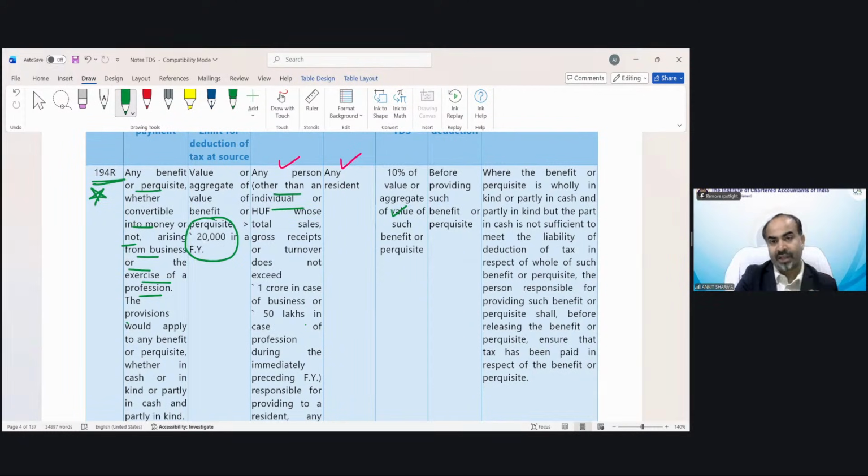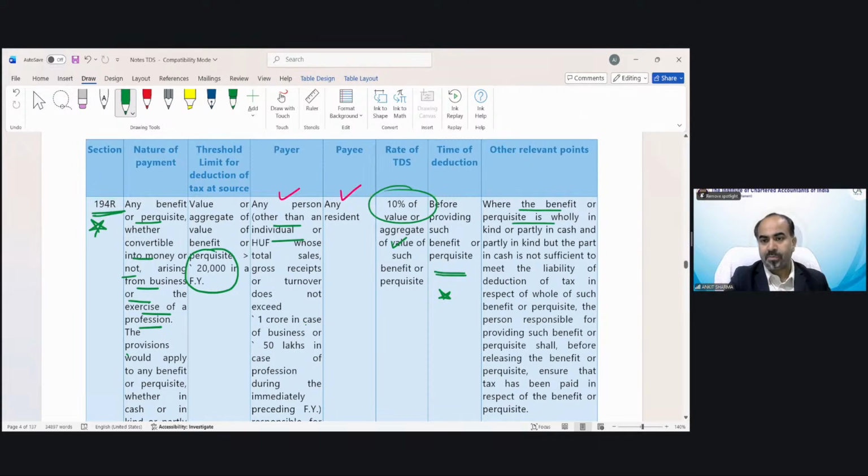So in today's format, I have written down this section also among those 6 sections, Section 194A, C, H, etc. In the case of R also, if the payer is an individual or HUF, the turnover or receipt should exceed 1 crore or 50 lakh as the case may be. Rate is 10% before providing such benefit. So this you will see is a very different wording. Normally it was at the time of credit or payment, whichever is earlier. It says before providing such benefit or perquisite.